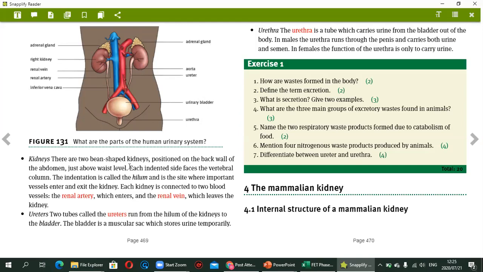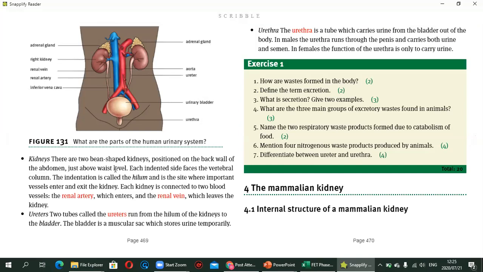But here, these are two bean shaped kidneys positioned at the back wall of the abdomen, just above the waist level. So you can look at your body there. Just think of it like they hold your waist. Hold your waist and then move to the back. They're at the back, they move to your back.